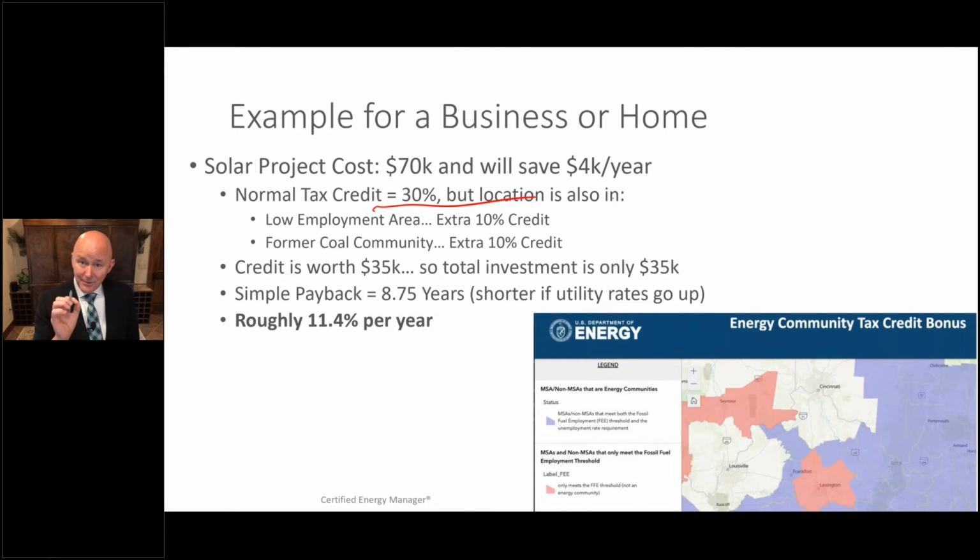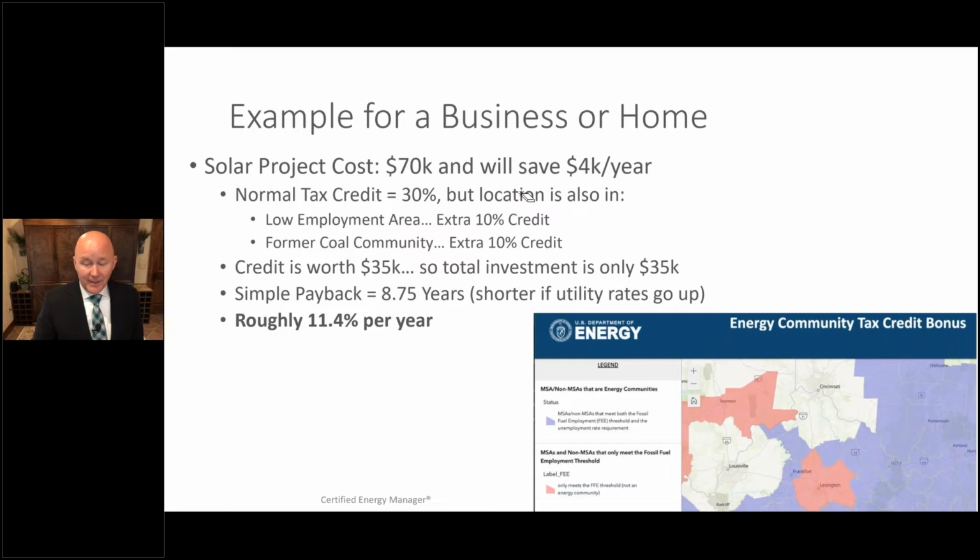Where I live happens to be a former coal community, even though I don't notice it all the time. It could also be a former natural gas community, or any kind of fossil fuel. If it's an energy community, you have that opportunity. So 10% extra there and 10% on the low income, low employment area. Those are statistics you can get off the IRS website and the DOE website, or just look at the map. Simple.